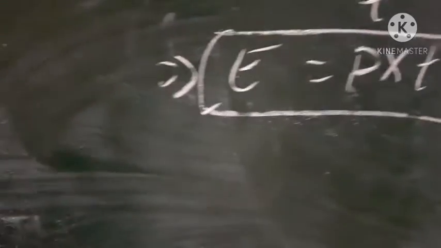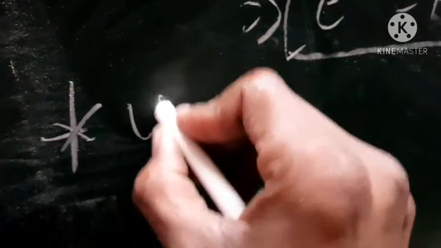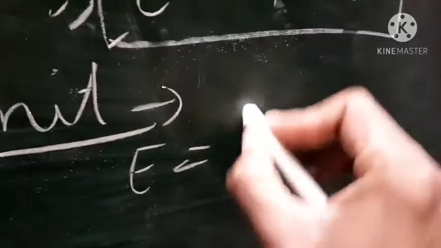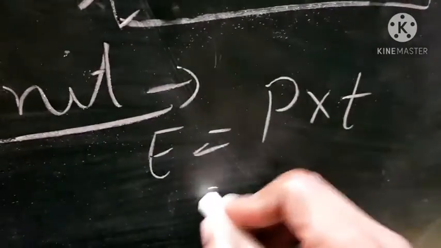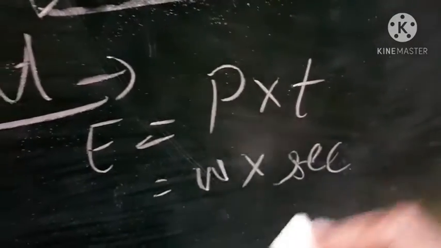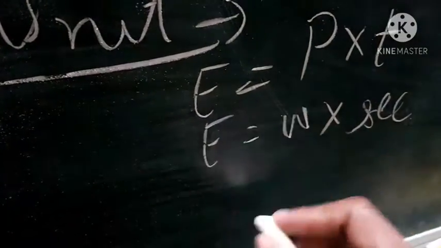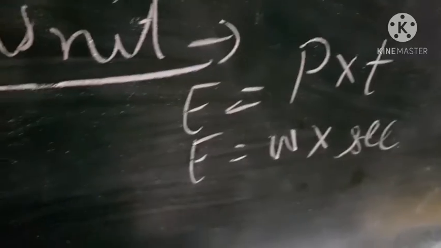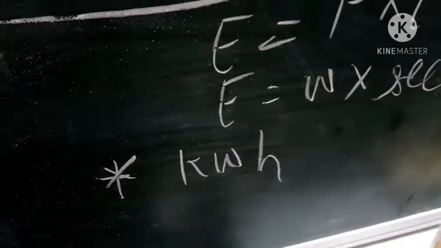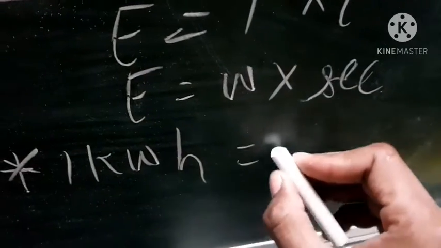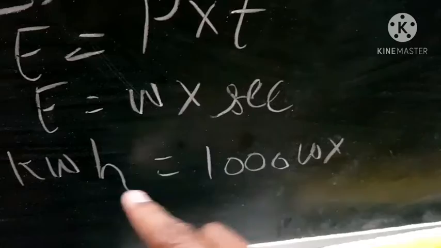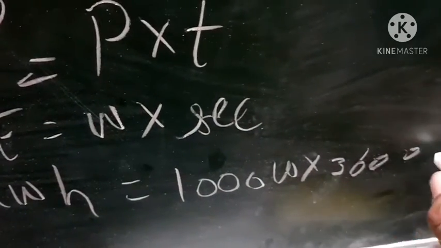Now what is the unit of electric energy? Electric energy is equal to power into time, and the unit of power is watt, and the unit of time is second. So the unit of electric energy is watt second, and if we talk about the bigger unit, that is kilowatt hour, and 1 kilowatt hour is equal to 1000 watt into 1 hour, and an hour has 3600 seconds.